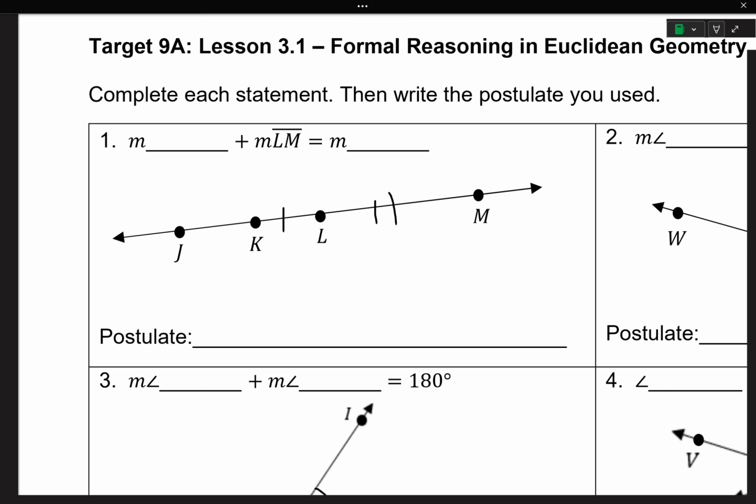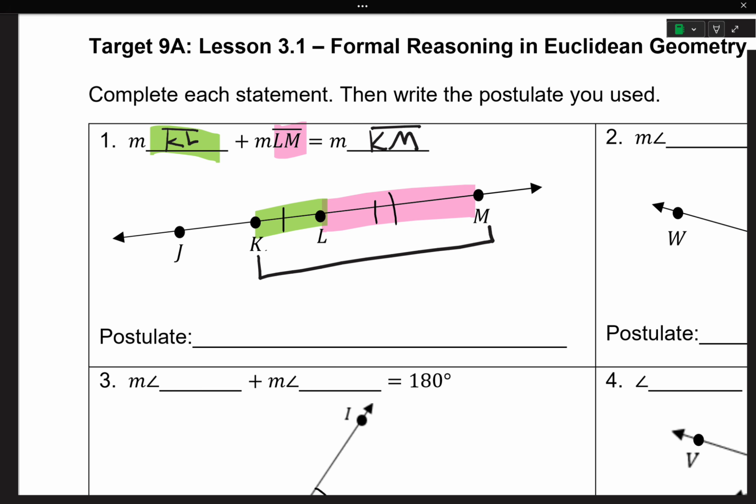In the picture, I see two types of tick marks, a single and a double, and it looks like the double is with LN, which leaves the single tick mark to be KL. So the measure of KL. When we add those two segments together, I get one longer segment from K to N. This postulate is the segment addition postulate.